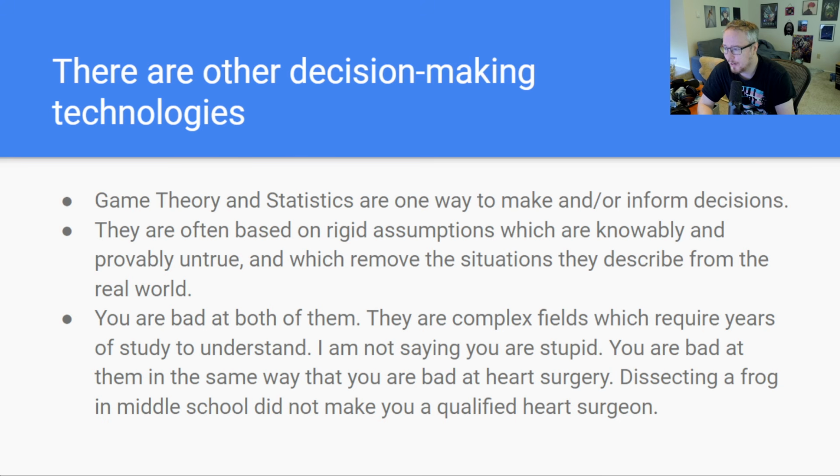There are, by the way, other decision-making technologies, and this is, I think, to me, perhaps the most interesting thing about game theory and statistics. They're being introduced as decision-making technologies to cultures and societies which already had decision-making technologies, and those decision-making technologies which they already had were able to develop in evolutionary ways over thousands of years.